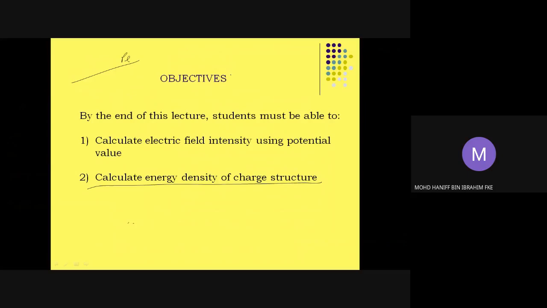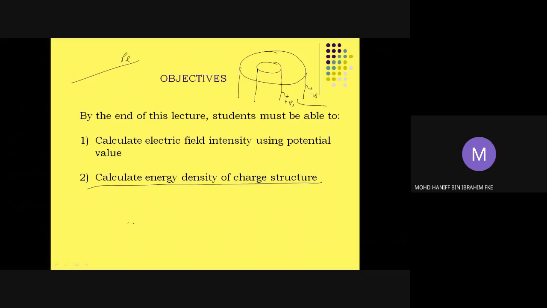For instance, if you have a structure which consists of a cable made up of conductors, and this is the conductor with a charge of rho s, and outside here is a negative rho s charge. You want to calculate the amount of energy confined or produced by this particular charge structure.